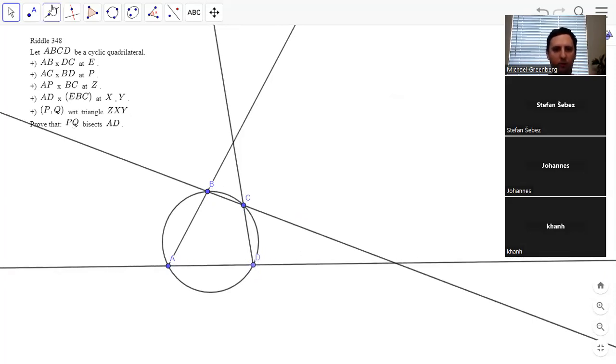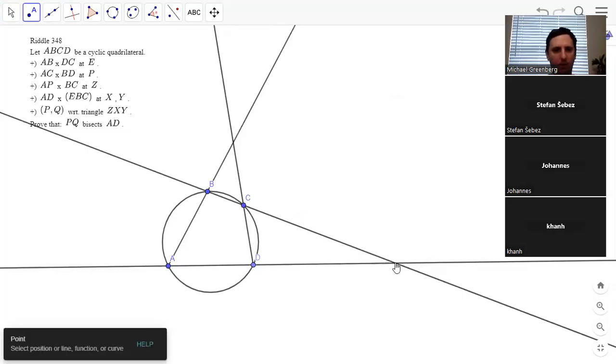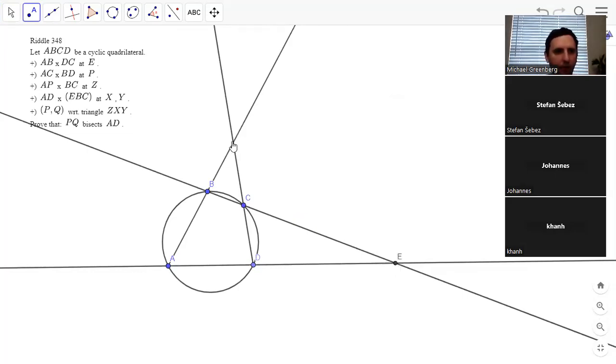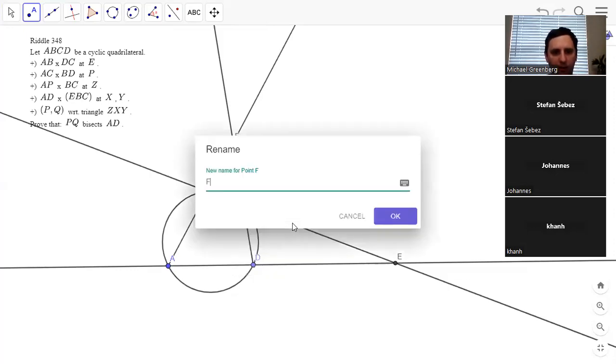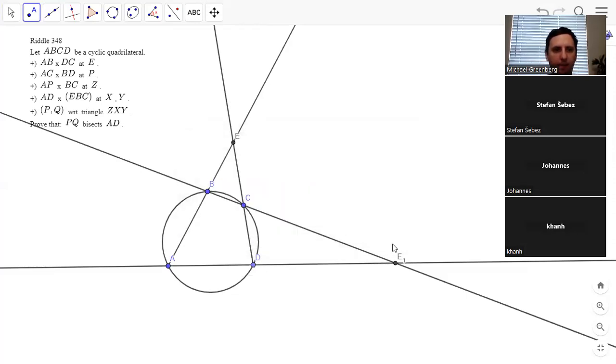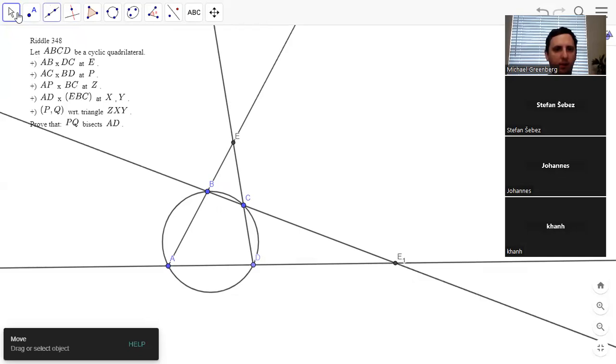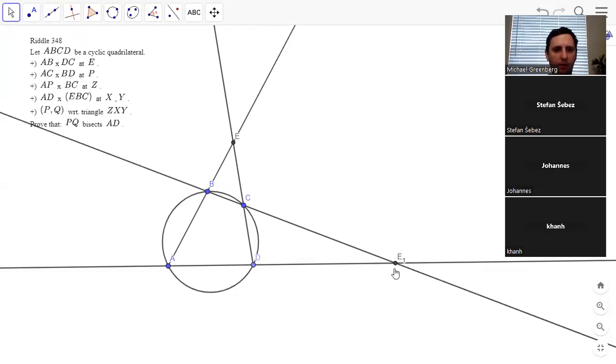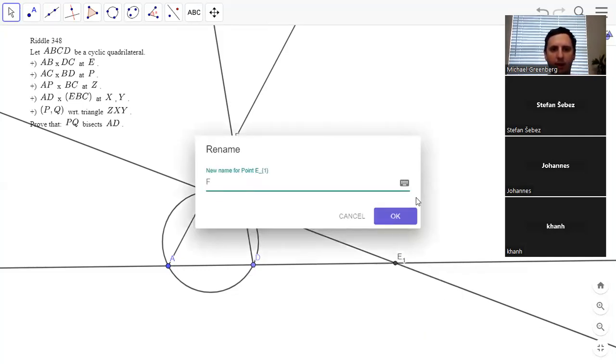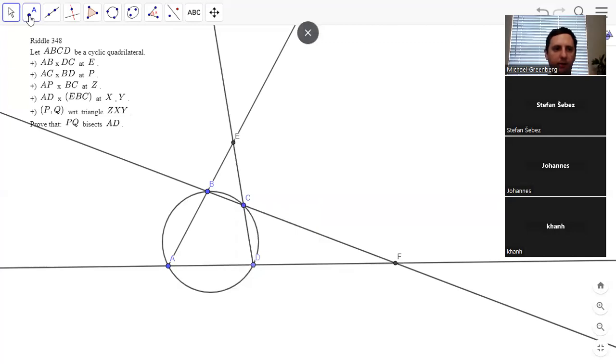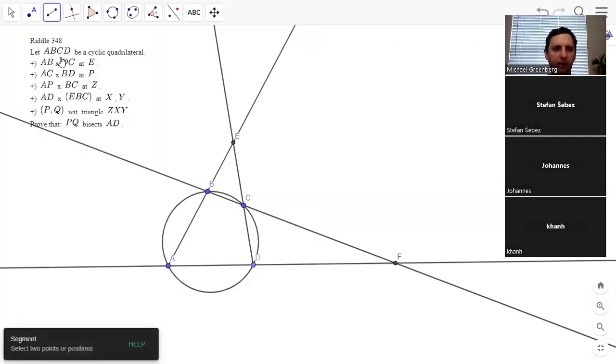All right, so we have, this should be E, and that should be P. No, AC, sorry, that's E. P. Okay, this one I don't know if they even gave it a name. This is F. AC intersects CD at P.